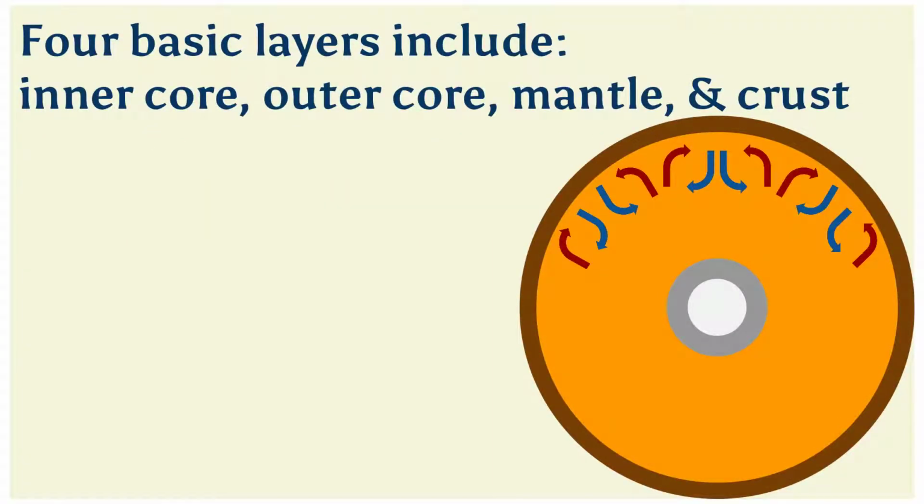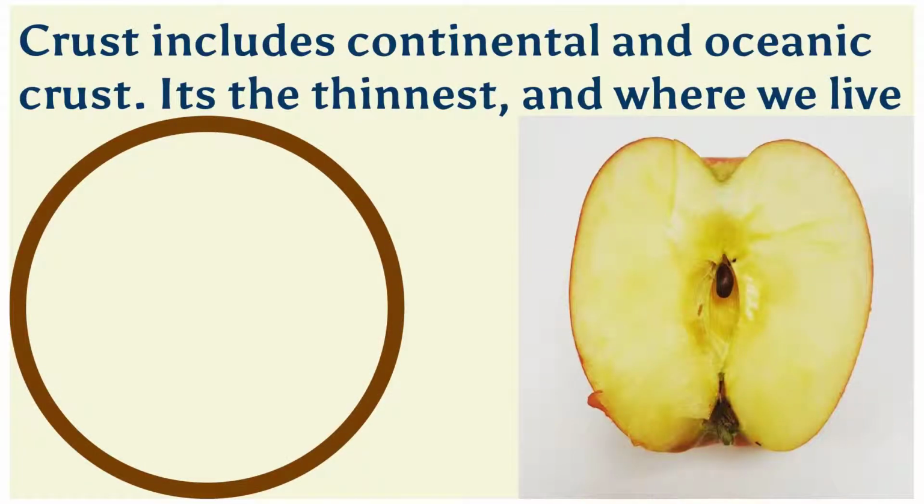We're going to focus on the 4 basic layers: the inner core, the outer core, the mantle, and the crust. There are actually more than those 4 layers, but these are the ones that we're going to focus on for our course. The crust includes both the continental crust and the oceanic crust. It is the thinnest layer.